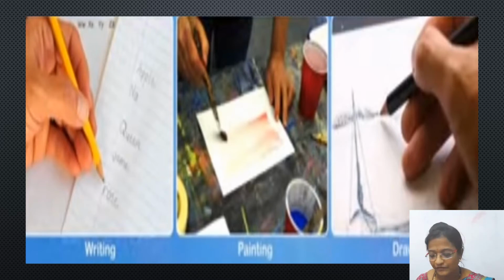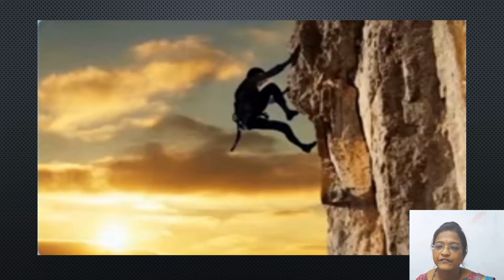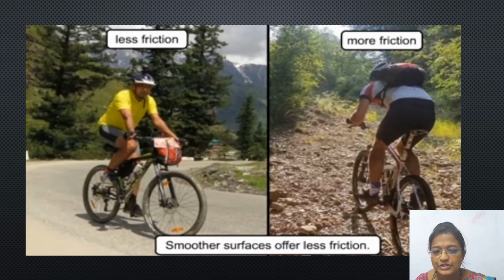Yes. Even see, when you walk on a rough place, here a person is climbing a mountain. This mountain contains rough rock, which makes it possible for him to climb easily, isn't it? Rough surfaces generate more friction so that we feel easy to climb. So here also, rough surfaces generate more friction.